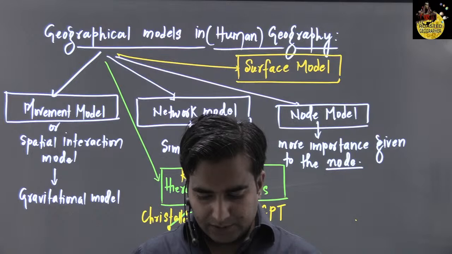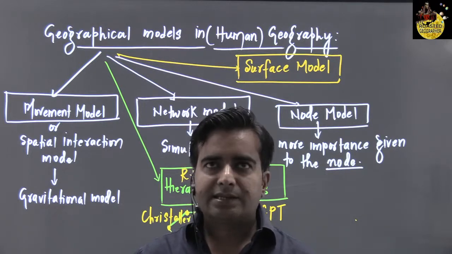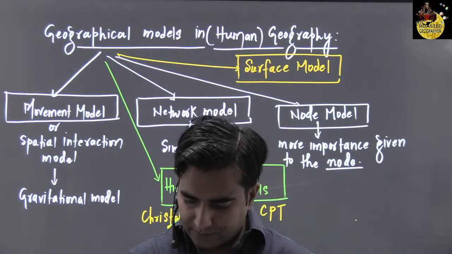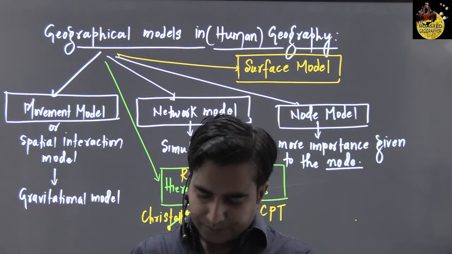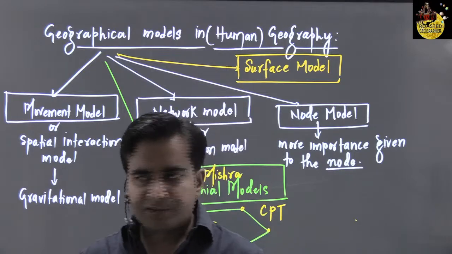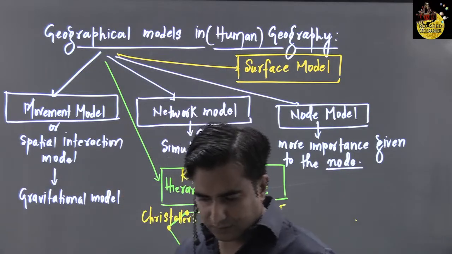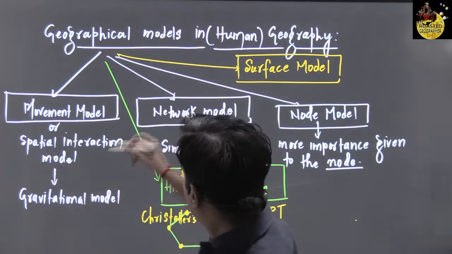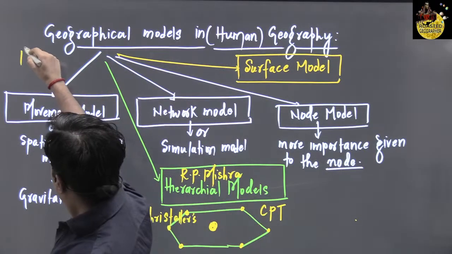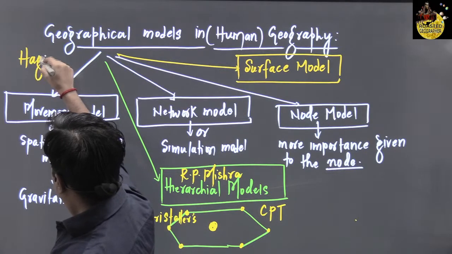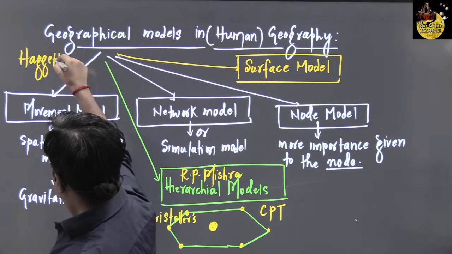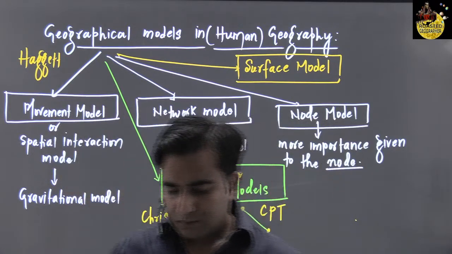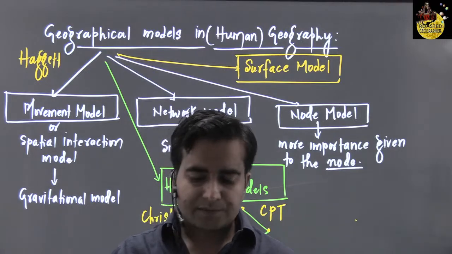Okay, और ये टाइप्स अगर किसने दिए ऐसा है तो हैगेट ने दिया था. Okay, Haggett tried to give these models. He was the person who, okay, so all the types were given by Haggett. After Haggett, we have these models.